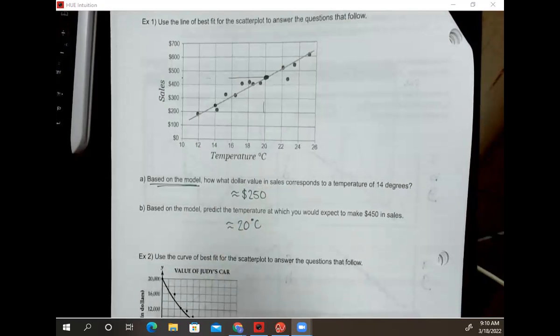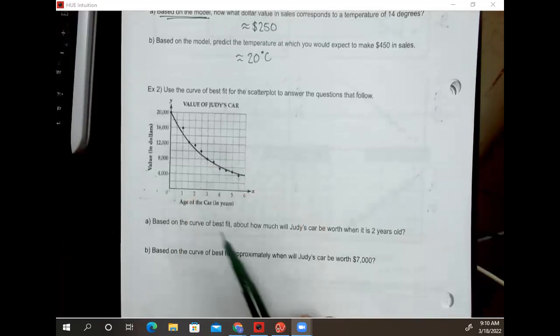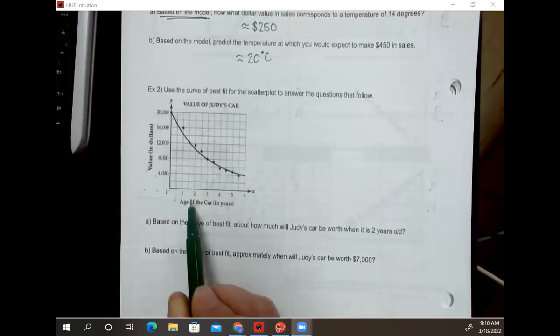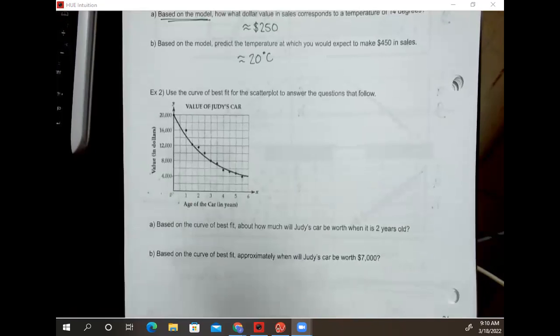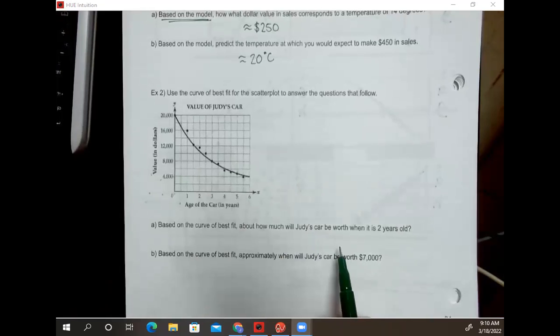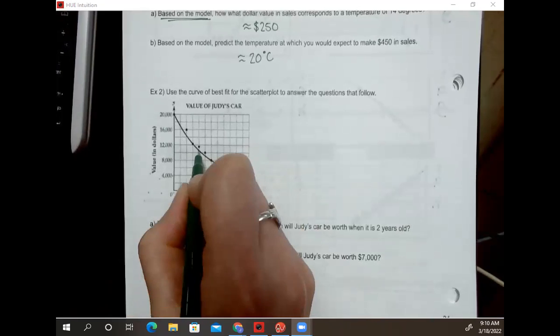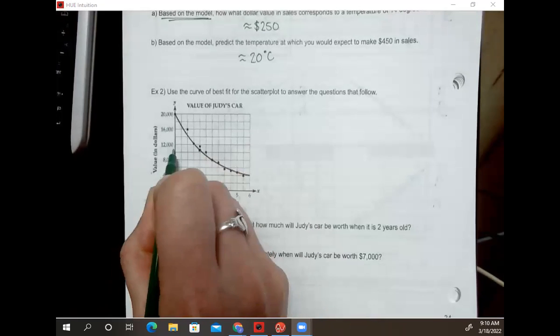For number 2, we again have a best fit model here. This time it's more of a curve. Based on the context of our question, we're looking at the value of a car over a period of time. This is an exponential decay problem. So we're going to look at how the value of the car changes as the car ages. Based on the curve of best fit, that means we're going to use the model, about how much will Judy's car be worth when it's 2 years old? So when it's 2 years old, it will be worth about this much.